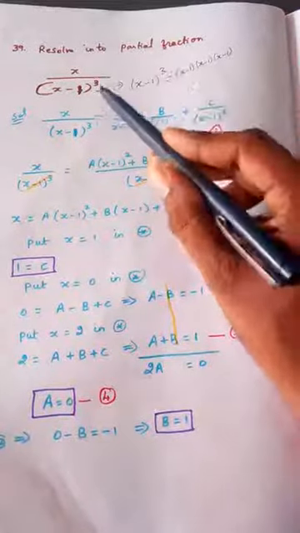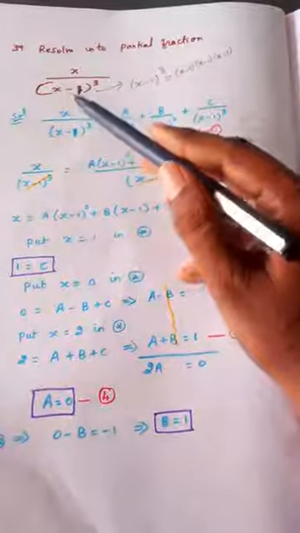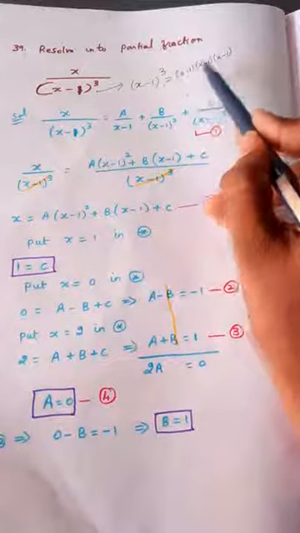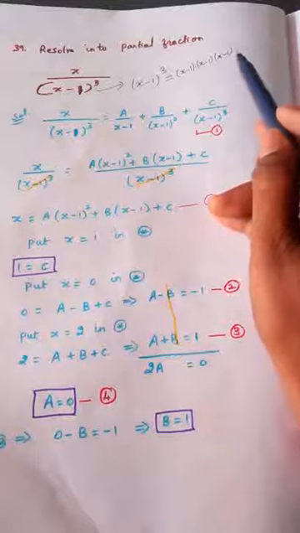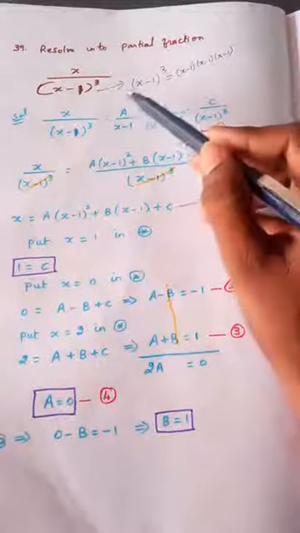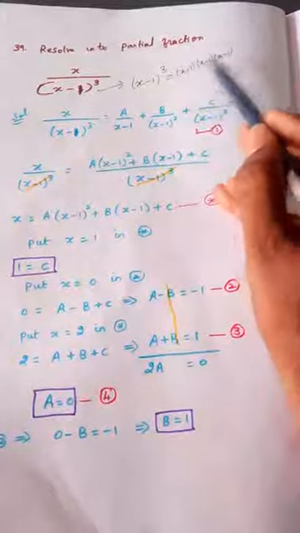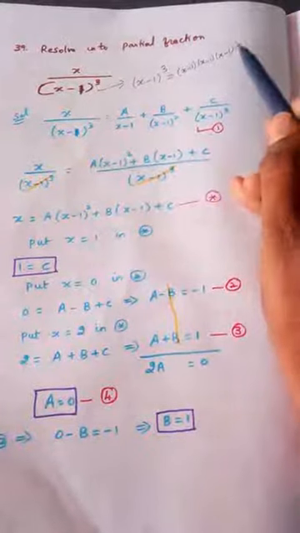So this is type 2. This kind of problem is type 2. What is type 2? Linear factor, this is also linear, which is repeating again and again. So this is called Type 2. Why is it type 2? Type 2 is nothing but linear factors which repeat. Repeats means again and again it comes.